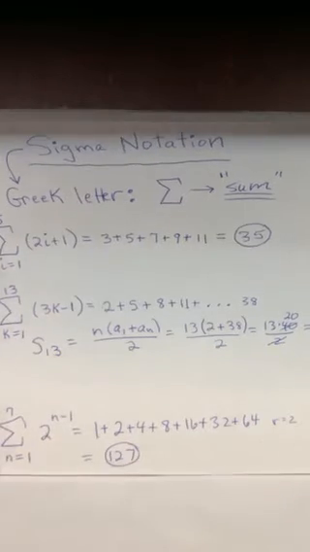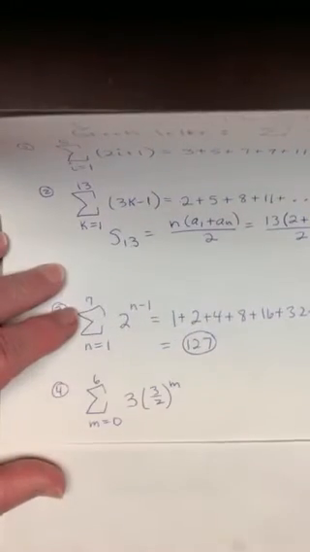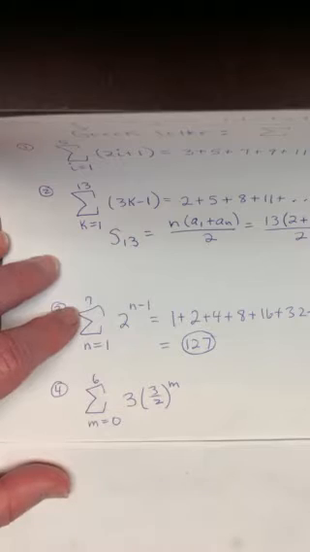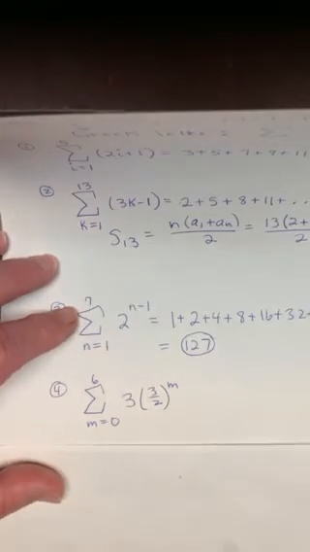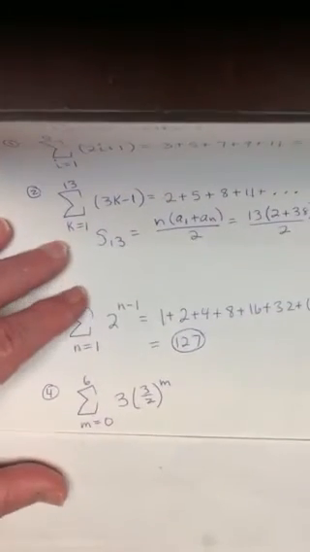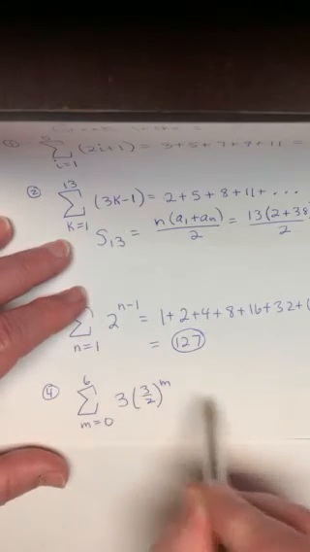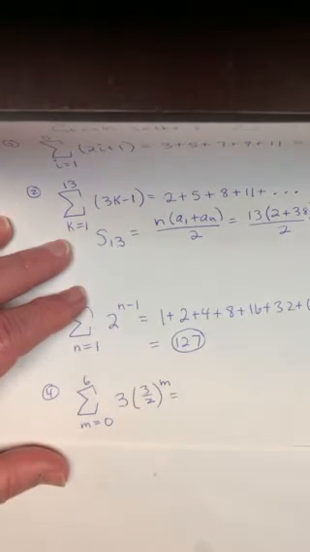Speaking of which, look at number 4 here. Oh my gosh, I got the Greek letter sigma. I'm summing together all the numbers I create when I plug 0 in for m, then 1 in for m, then 2 in for m, etc., until I finally plug in 6. Now I'm not sure I want to do all those numbers here. Let's see if we can see a pattern.